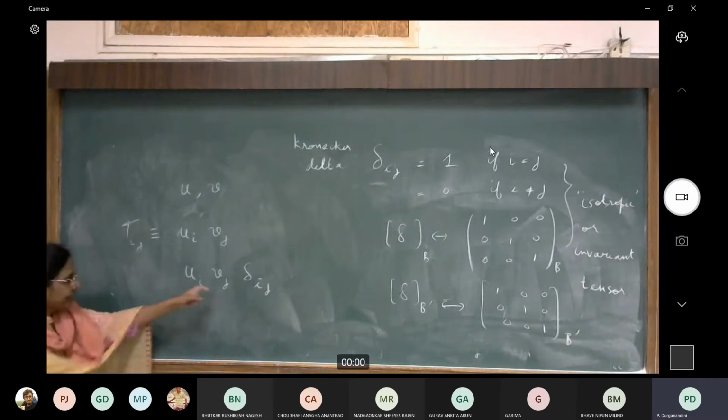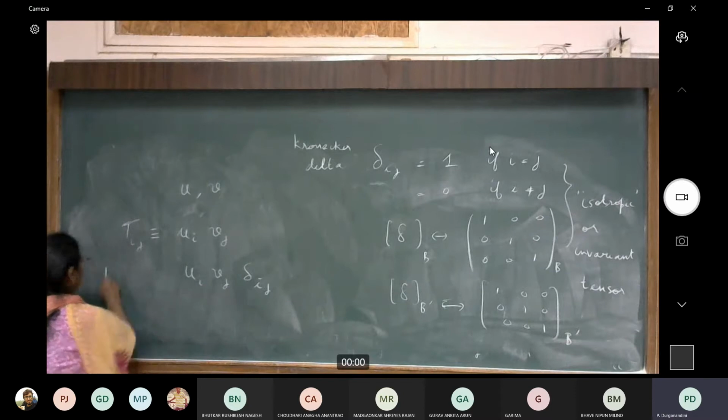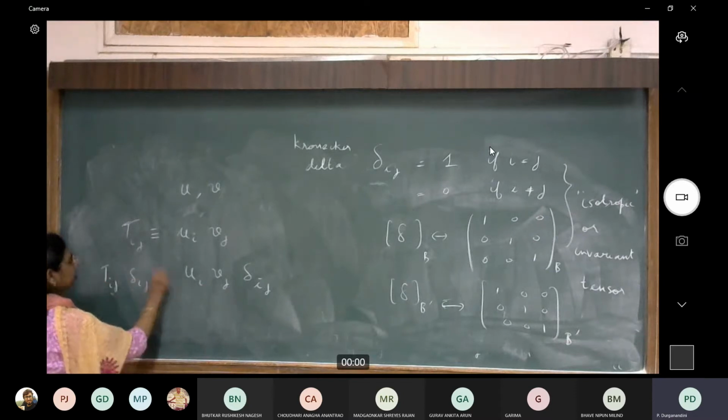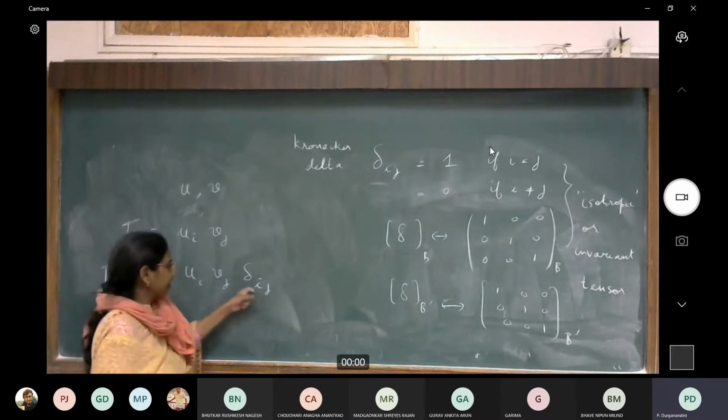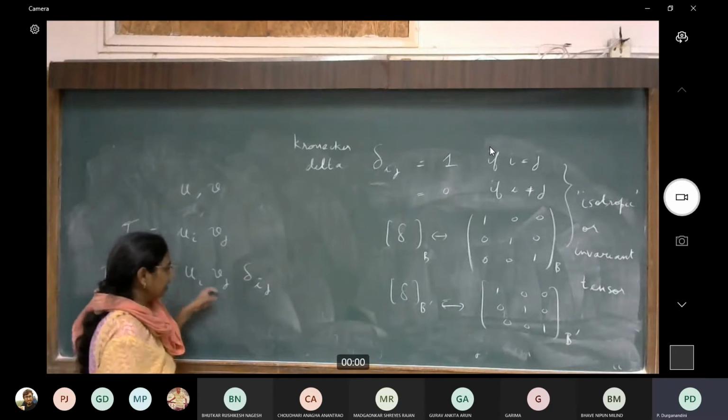So I have ui vj delta ij, which is nothing but aij delta ij. What is this equal? This is by definition. What will this simplify? See, what does this tell me? This tells me that this expression is zeros.